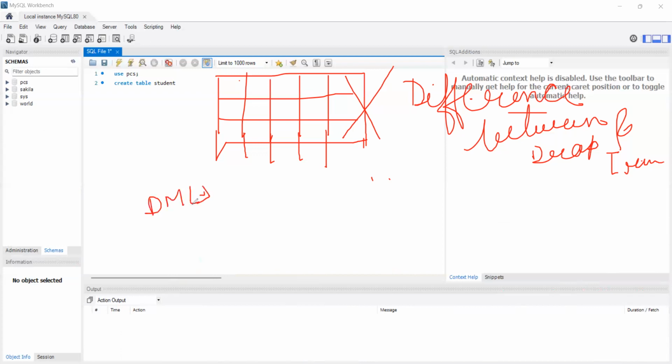DML stands for data manipulation language, so it's used for manipulating the data, or retrieving, or inserting the data, because all these things are manipulation: data managing, data retrieving, data inserting within the schema objects. So what will be the definition?